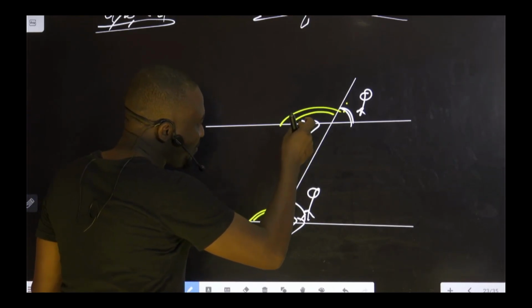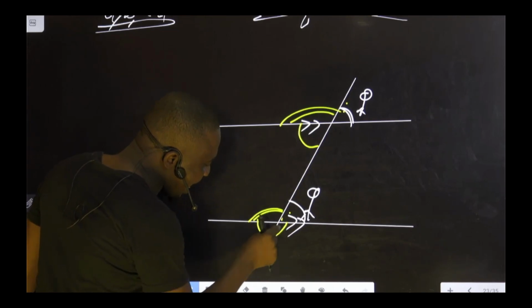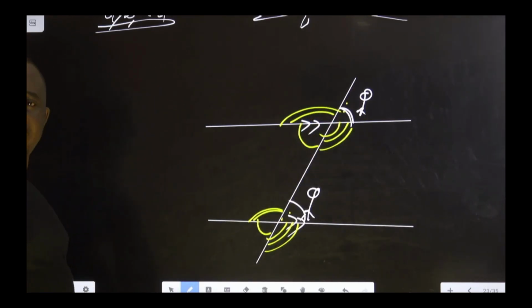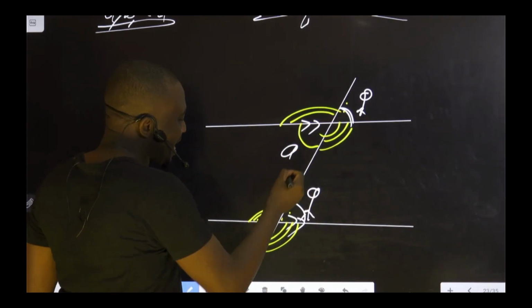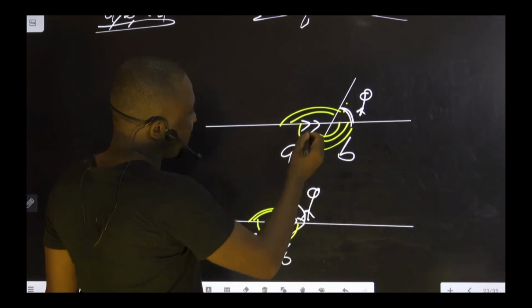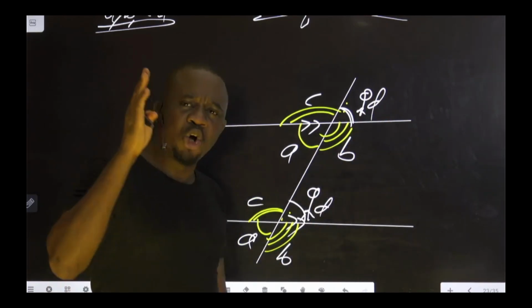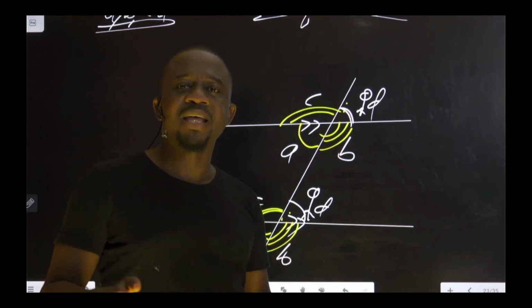This angle you see here is corresponding to this angle you see here. Also, this angle is corresponding to this angle. Okay? So all corresponding angles are equal. So if I have A here, I can also put A here. If I put B here, I can also put B here. If I put C here, I can put C here. If I put D here, I can put D here. Because what? Corresponding angles are equal. Hope this is understood. Thank you for viewing.